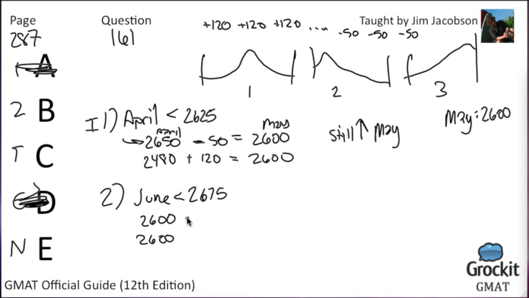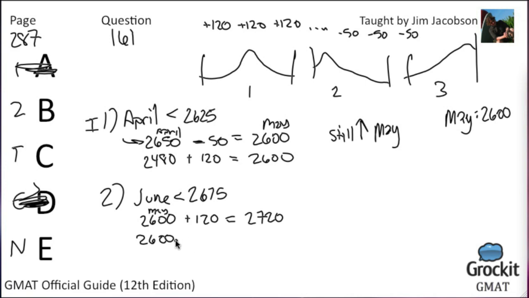If he were making a deposit in June, plus another 120, that would equal 2720, which we see is actually not possible. June was less than 2675. So June cannot have been a month where he made a deposit, because it's actually lower than what it should be based on what we know about May. So this is May here.